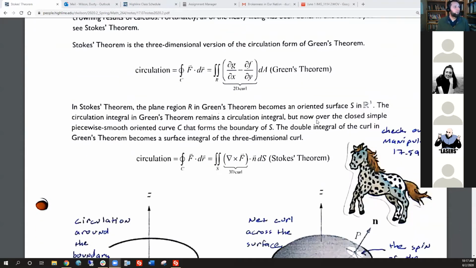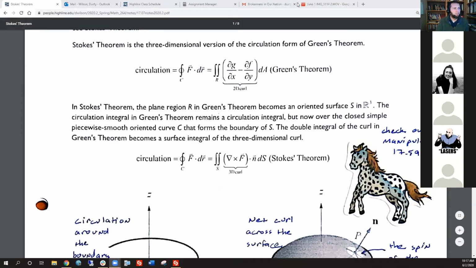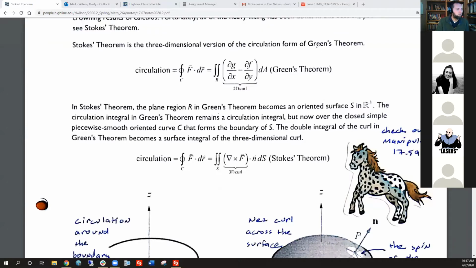Stokes' theorem is a 3D version of the circulation form of Green's theorem. One of the things that you probably recall is that there were actually two versions of Green's theorem, the circulation form and the flux form. This is the circulation form of Green's theorem, and you'll remember that the argument in the middle of Green's theorem was the 2D curl.